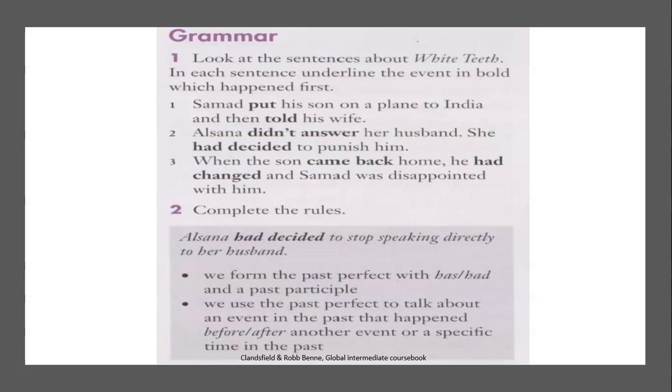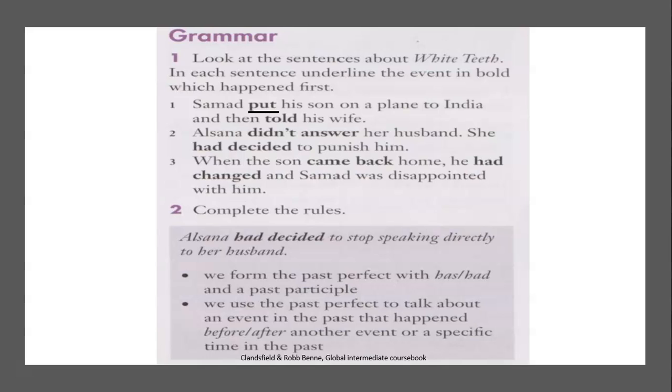Okay, how did you do? So number one, first, right, he put his son on a plane to India and then told his wife. So we have two actions in the past simple, right? So they happened in chronological order. The first action in the text there is put his son on a plane to India. So that happened first, and then the second action in the past simple, he told his wife, that happened next.